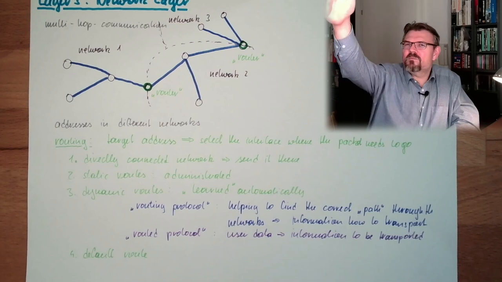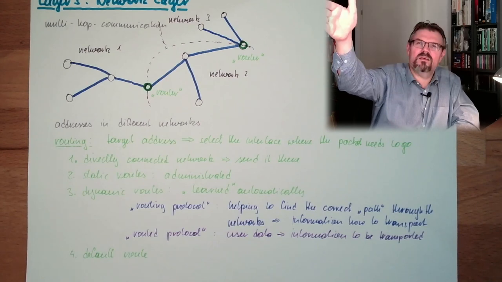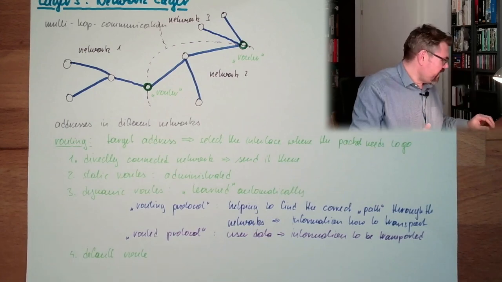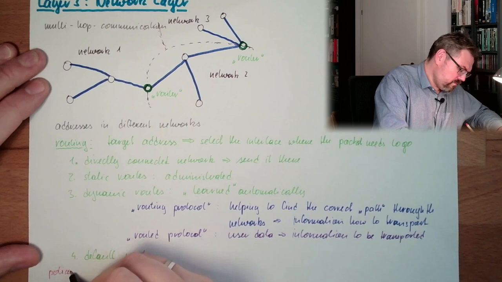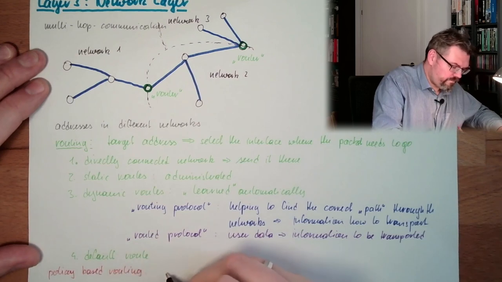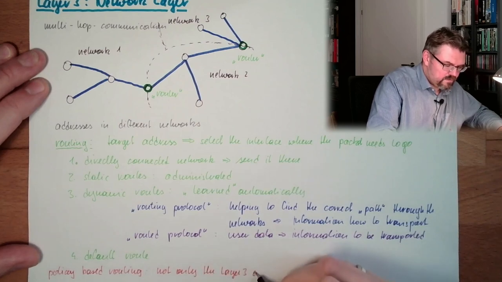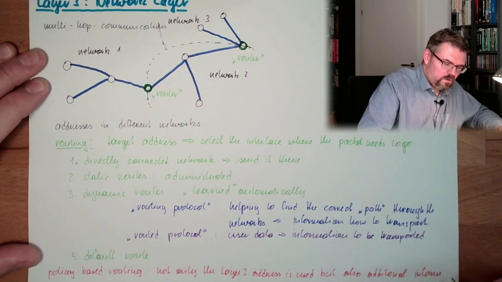So we know there is somebody else somewhere, and this information finds its way through the network to the receiver, to the target. That's it. Maybe I should also mention that there is also policy-based routing. What is this? Not only the layer 3 address is used, but also additional information. What does it mean?